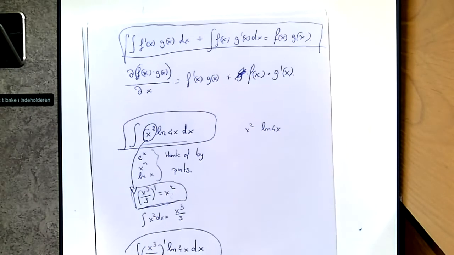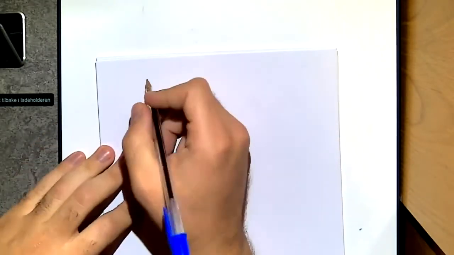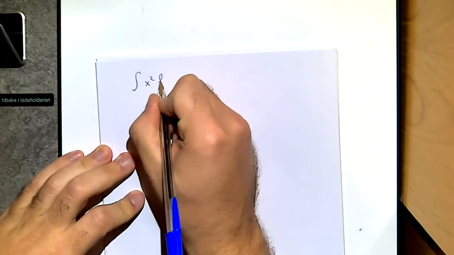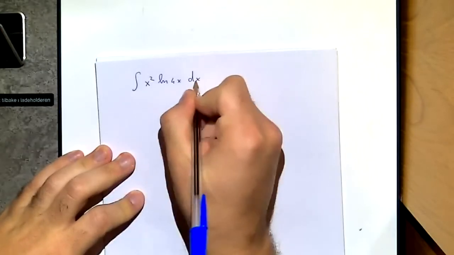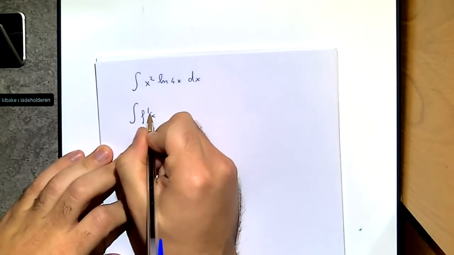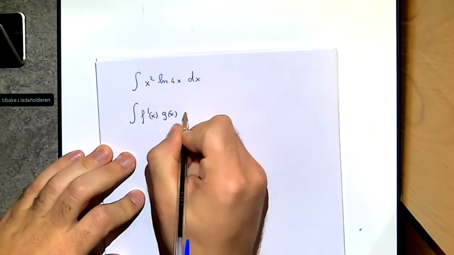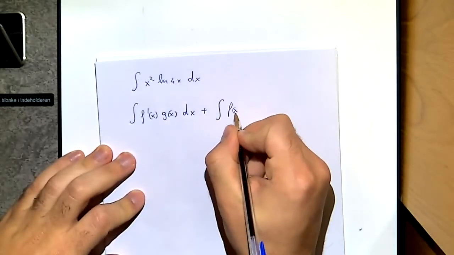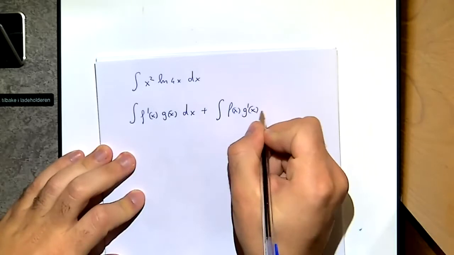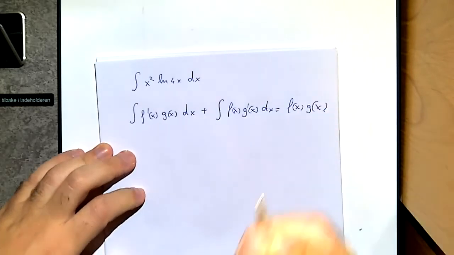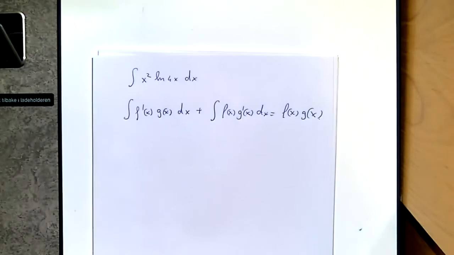Okay, let me write again. So what I had was x squared log of 4x dx. Now let's write the by parts here. My by parts is something like this: the integral of f prime of x g of x dx plus the integral of f of x g prime of x dx is equal to f of x g of x. Cool. So I have this.